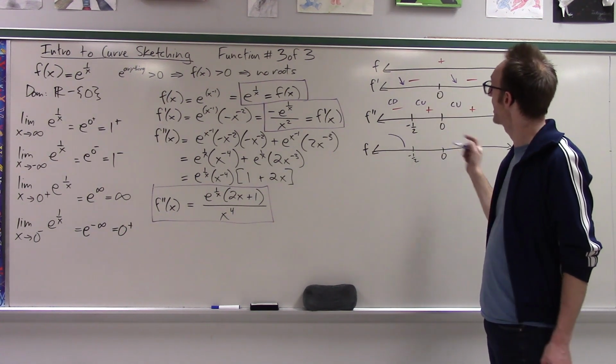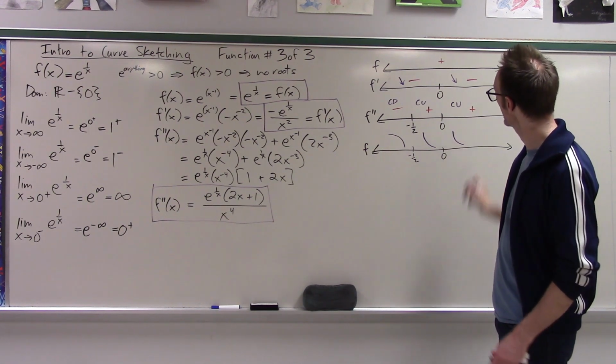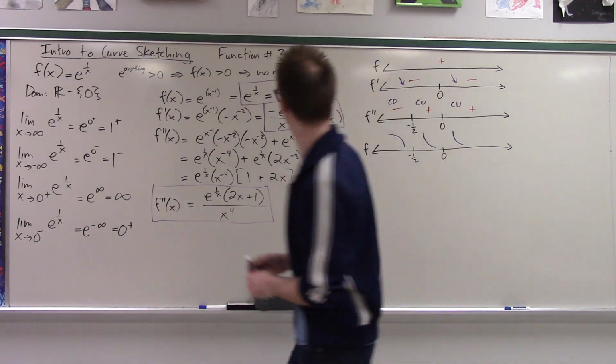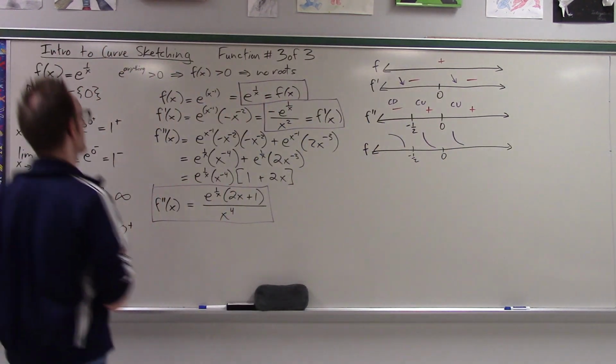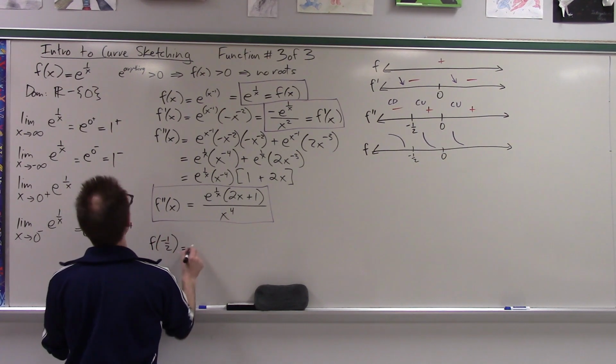Decreasing concave up, so like that. And over here it's still decreasing concave up. Alright, but when I go to try to put all this information together, there's one more little piece of bookkeeping, which is what is f of -1/2?